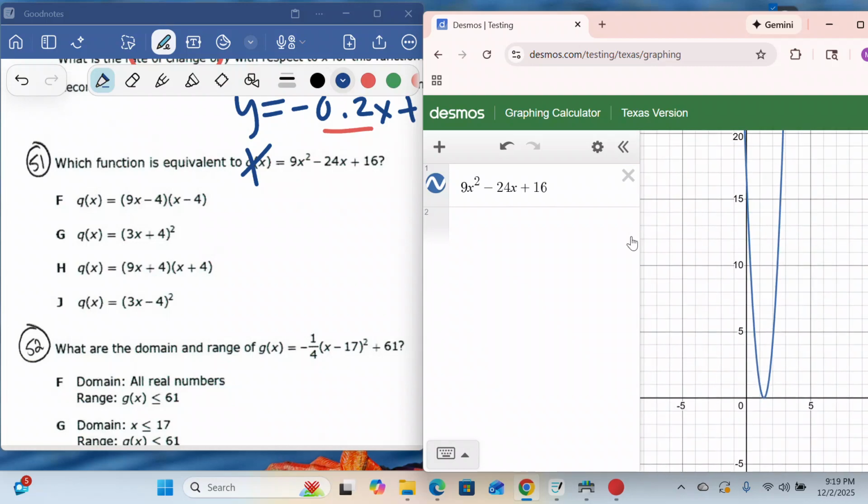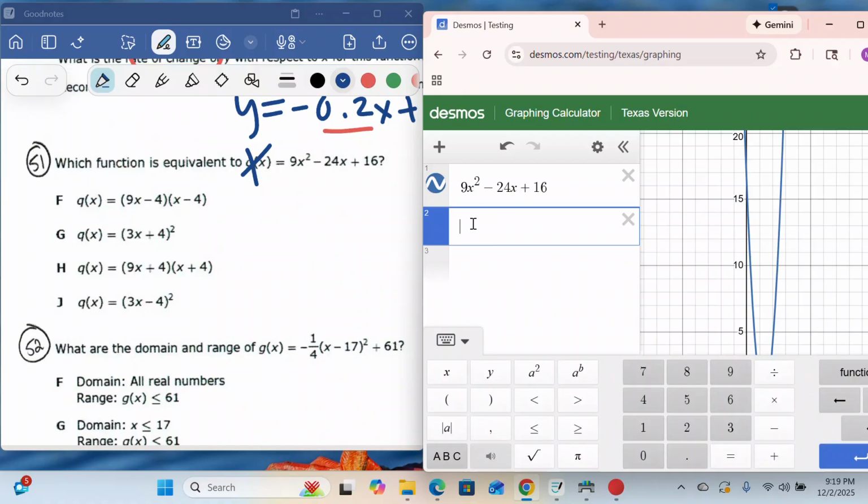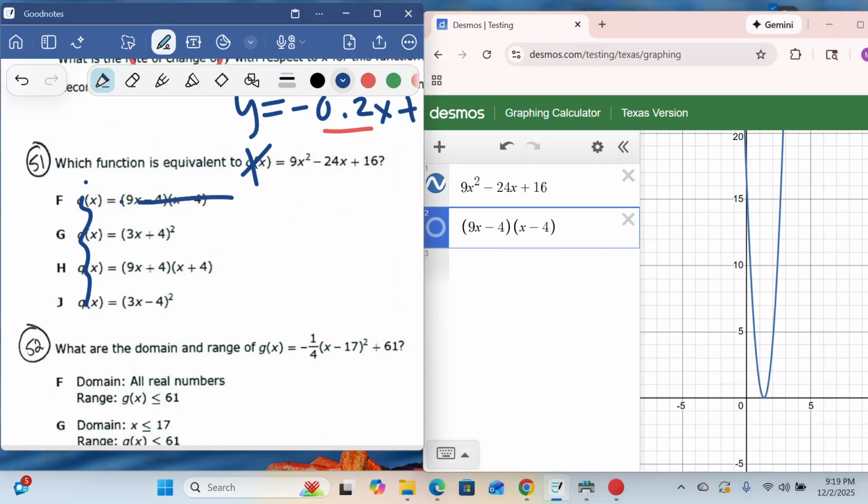Remember that they have to overlap. So I'm going to go ahead and input every single one of them and see which one matches. Remember, we don't have to worry about those q's. Just disregard them and input the first one, the second one, the third one, and the fourth one. And let's figure out which one is the correct one. So I'm going to open parentheses 9x minus 4, close parentheses, open parentheses, x minus 4. And automatically I know that this is not even close, so this one is a wrong answer.